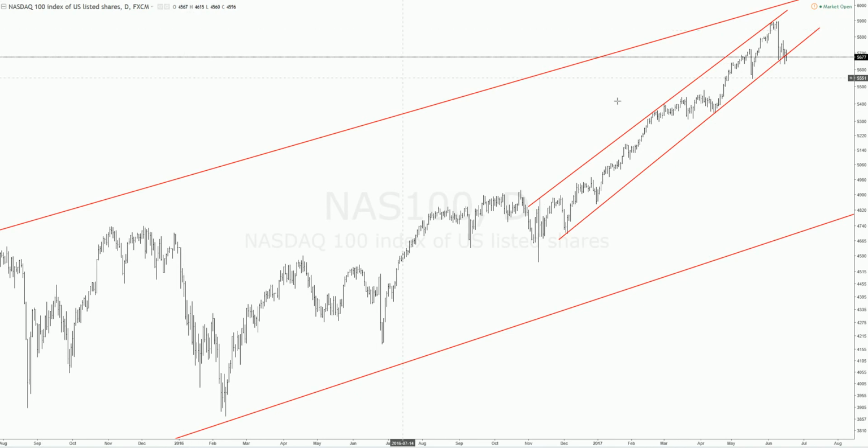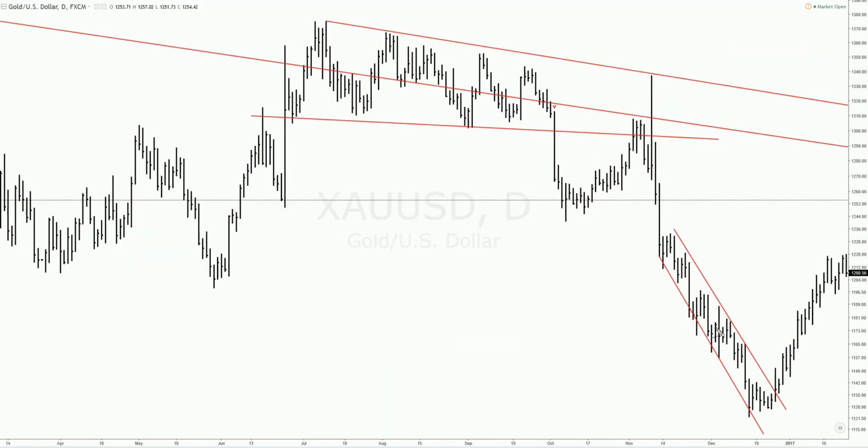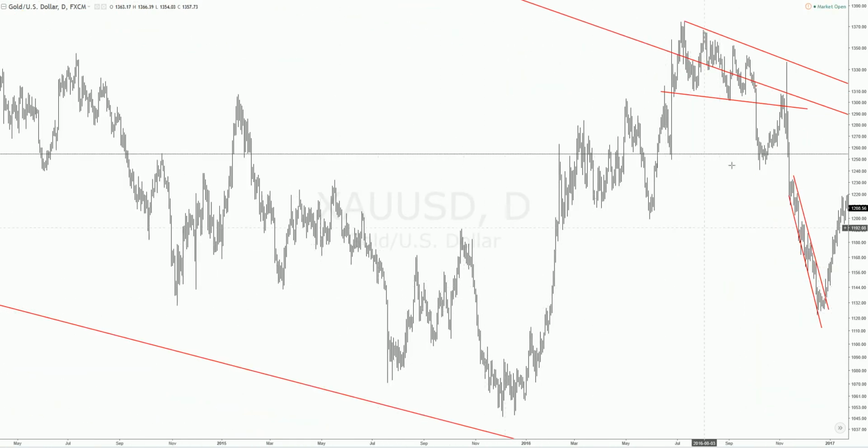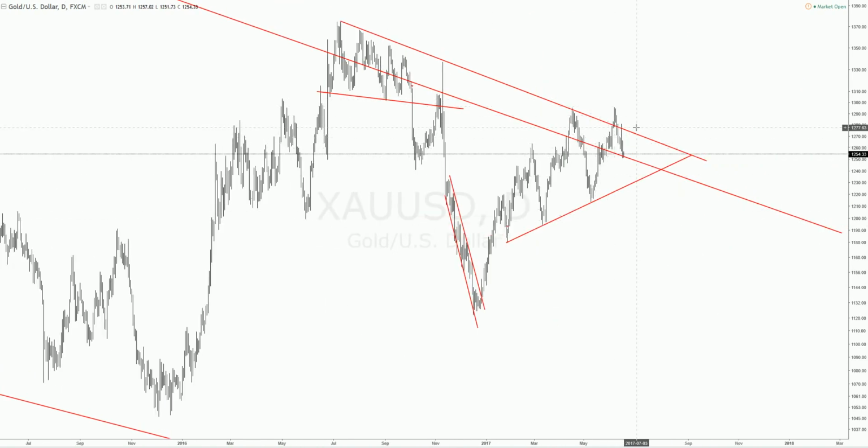You can also see that if we go back to gold. And here it is with gold, right? Tight, tight, tight, tight, tight, tight, and then boom, off it went. So it's the same thing in reverse. All right? And look where we are now.